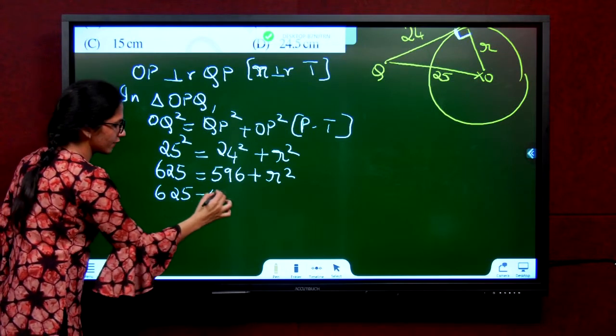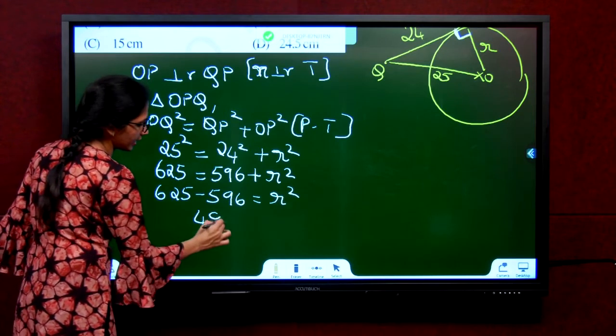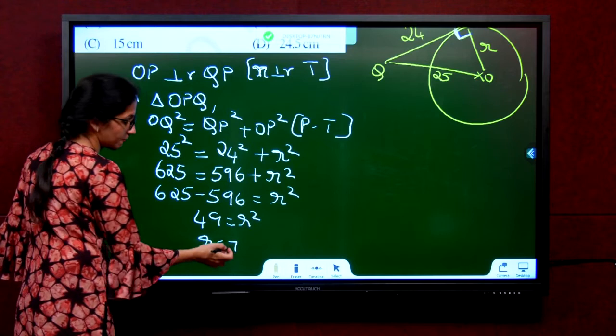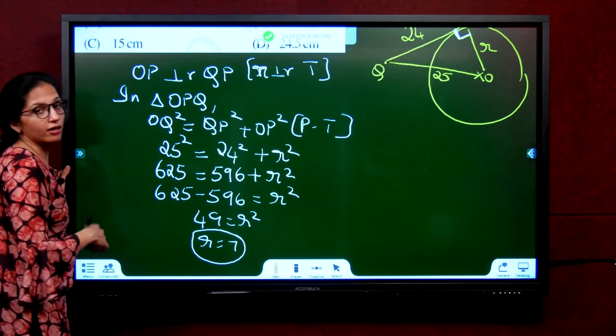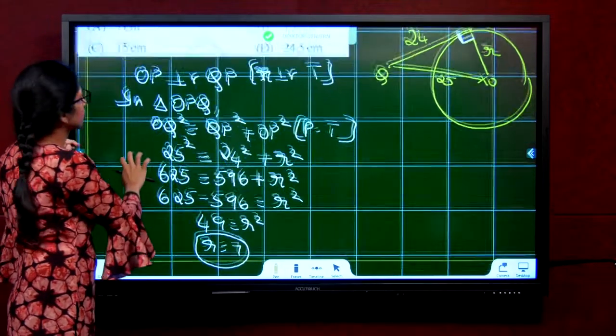625 minus 576 equals R square. 49 equals R square. R equals plus or minus 7. We ignore the minus because radius cannot be negative. Therefore, the answer is 7 centimeters. Option A.